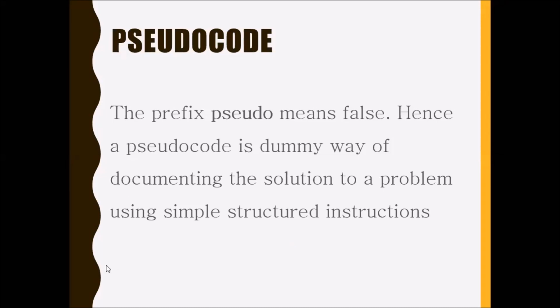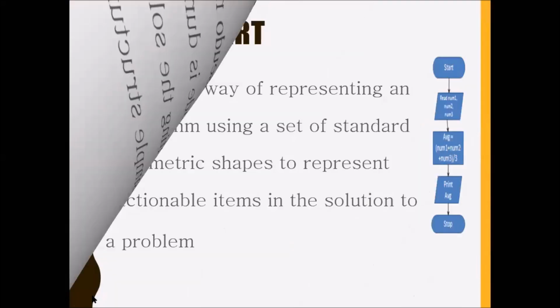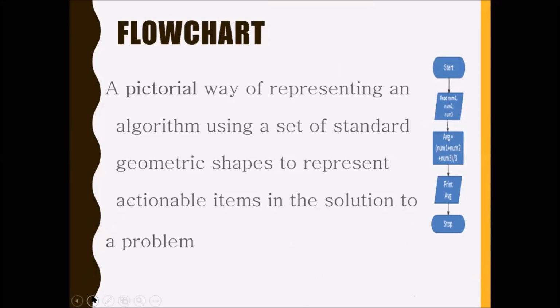All right, moving on now. So that's pseudocode, flowchart. Now, a flowchart is a pictorial way of representing an algorithm using a set of standard geometric shapes to represent actionable items. So today, right here, you will see a very simple flowchart. You have different symbols that are used for different things, and we will go into that more than likely next week.